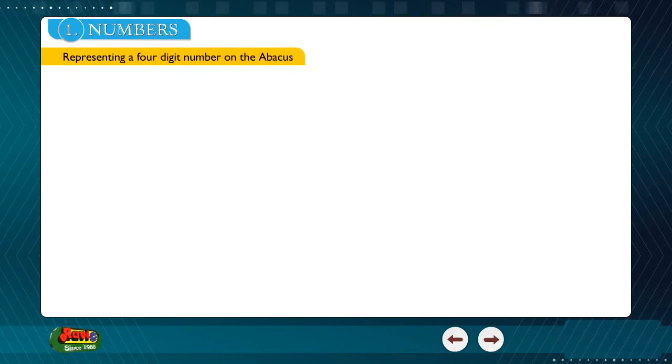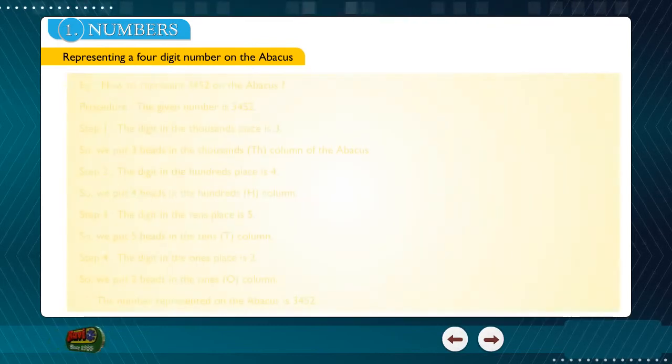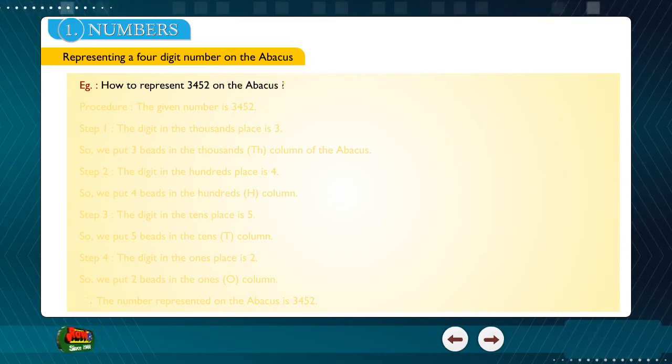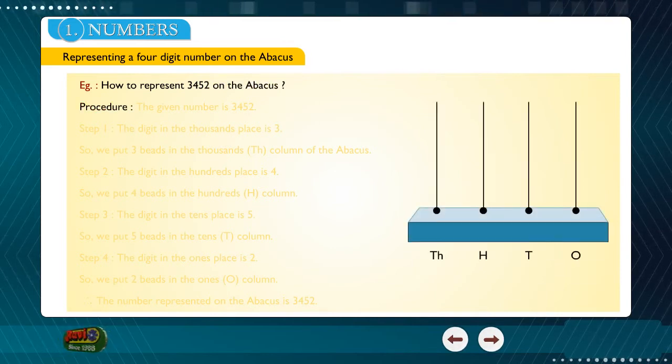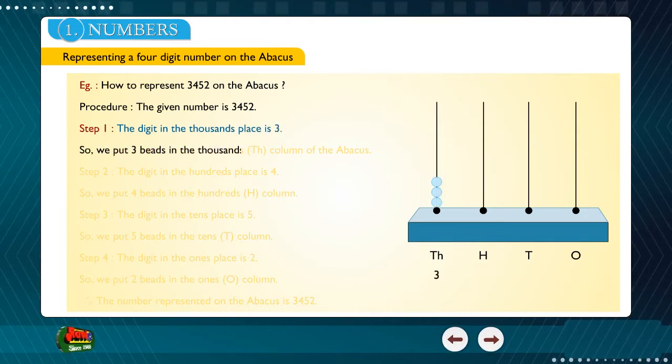9. Representing a 4-digit number on the abacus. Example. How to represent 3452 on the abacus. Procedure. The given number is 3452. Step 1. The digit in the thousands place is 3. So, we put 3 beads in the thousands column of the abacus. Step 2. The digit in the hundreds place is 4.